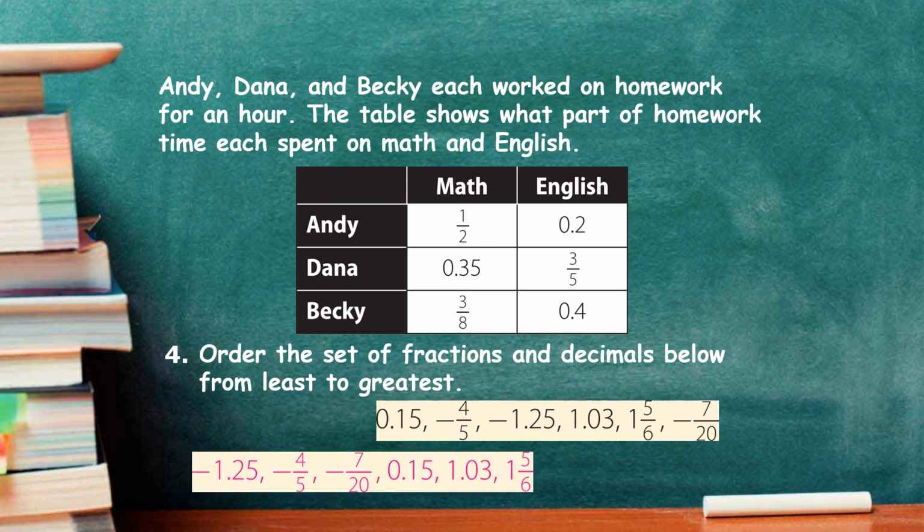Now, ito po yung sagot. Ang nauna ay negative 1 and 25 hundredths. Kasunod ay negative 4/5. Kasunod ay negative 7/20. Then 15 hundredths. 1 and 3 hundredths. And then 1 and 5/6. So those are our answers for question number 4.